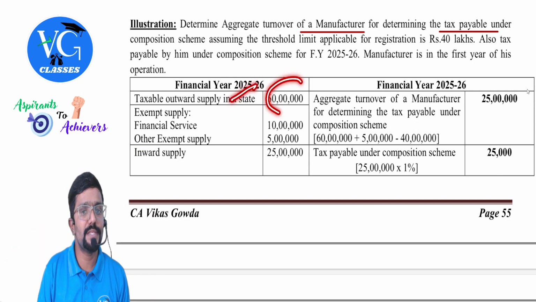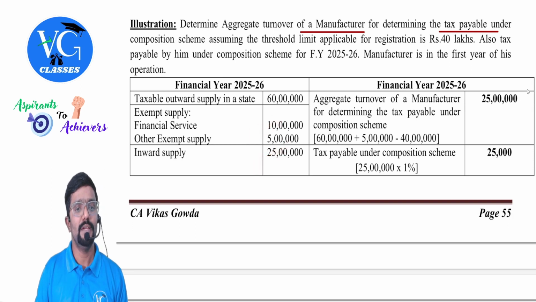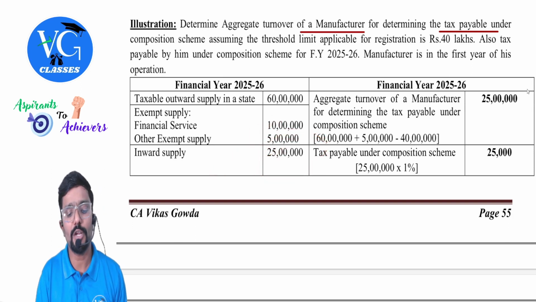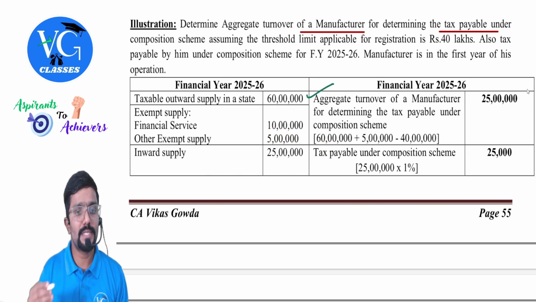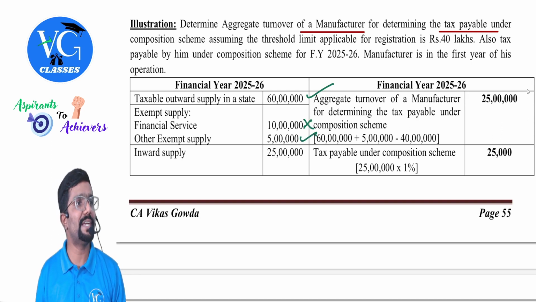Taxable outward supply 60 lakh. Exempt supply financial 10. Other exempt supply 5. And inward supply 25. What and all should I count, people? Outward supply should I count? Yes. Exempt supply financial should I count? No. Other exempt supply should I count? Yes. So, how much is my aggregate turnover?